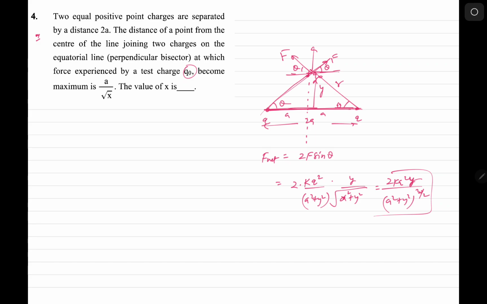I hope everyone who is watching this video knows how to find the maxima. You have to differentiate this, make dF by dy equal to 0, and find the value of y, which will come as a by root 2. So it will come as plus minus a by root 2, so this side and this side are both possible: two possible positions, on the positive side and the negative side. That's a standard result, you can remember it.